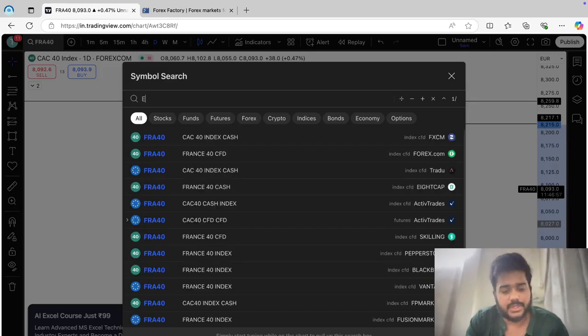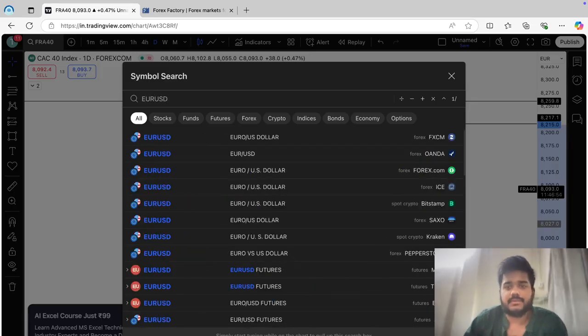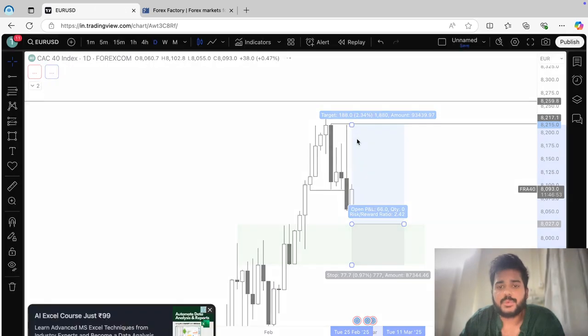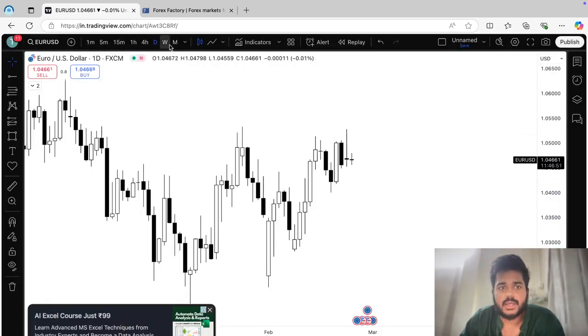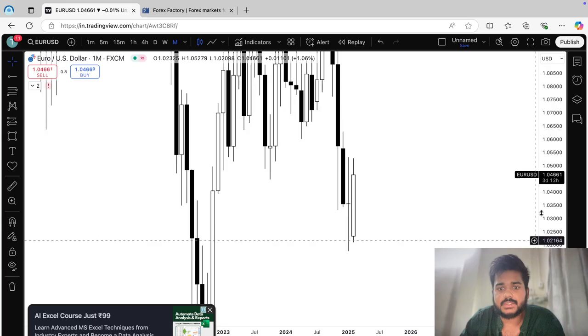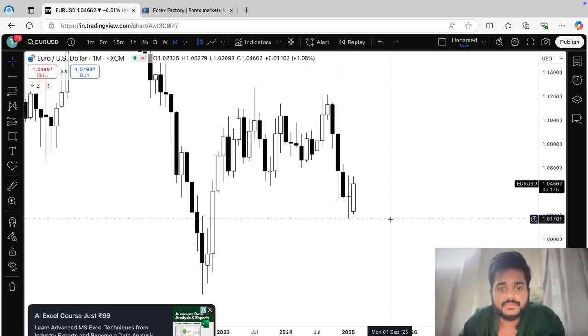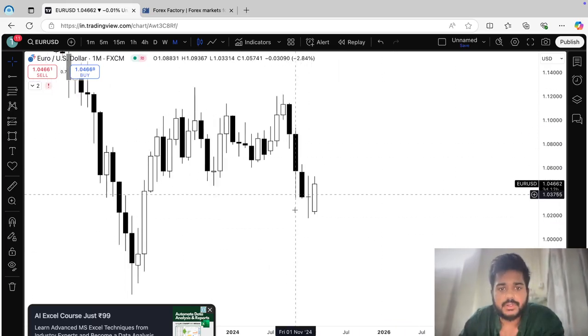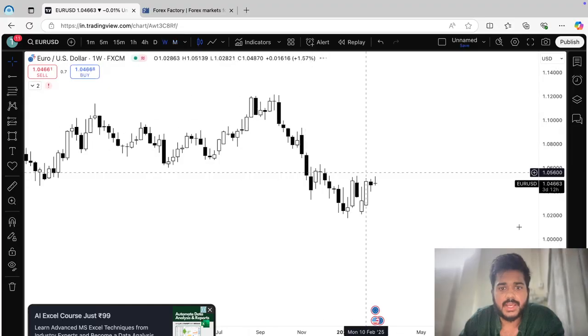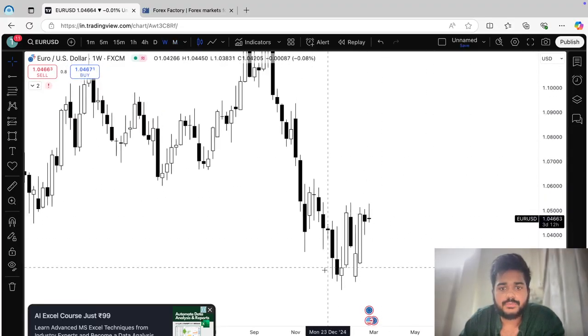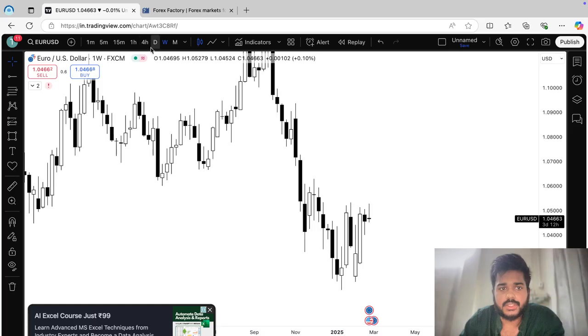And the other one we can have a look at is Euro USD. I'll just have a look at it today. I'm opening the FXCM chart and we'll start from the top to down analysis. Monthly chart, if you look at it, monthly is bearish recently. Weekly has been bearish, but we have gone into a kind of consolidation from the past 1 month.